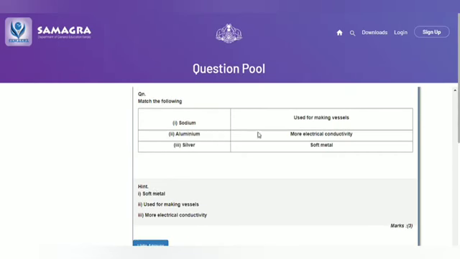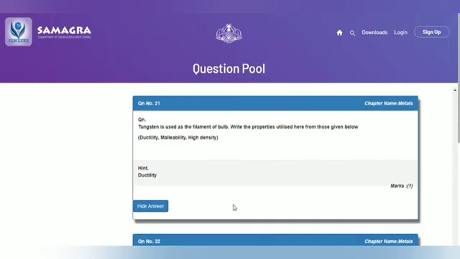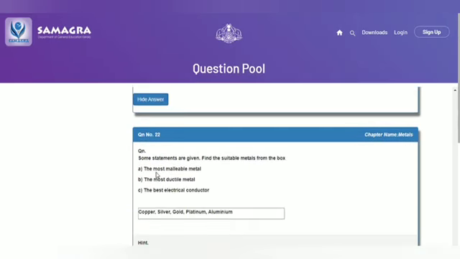Here, sodium, it is a soft metal. Aluminium is used for making vessels. Silver has more electrical conductivity. Tungsten is used as a filament of a bulb. Write the property utilized here for those given below. Tungsten, malleability.